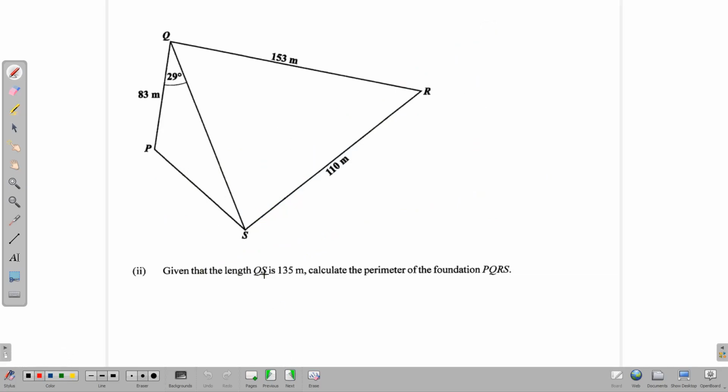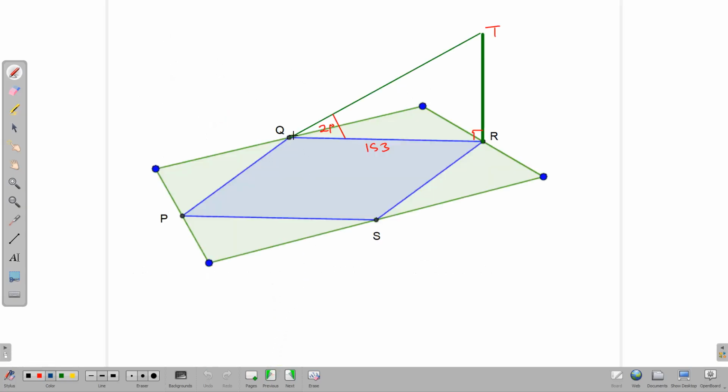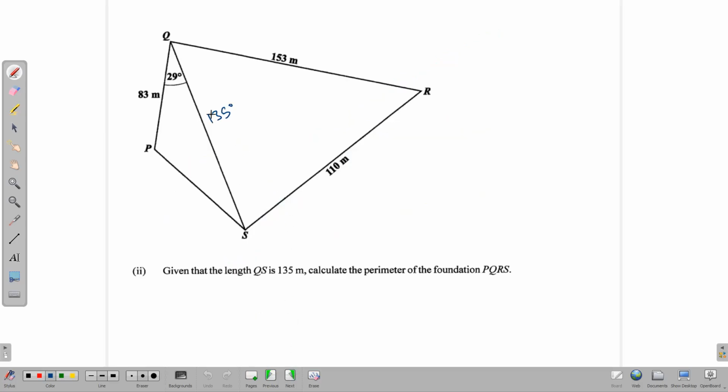So we're given that QS is 135. So this is QS, it's 135. We want to work out the perimeter of the foundation. And just going back here, the perimeter of the foundation would be all these sides, adding up all these sides. And so we're going to add QR to RS, QP, and PS.